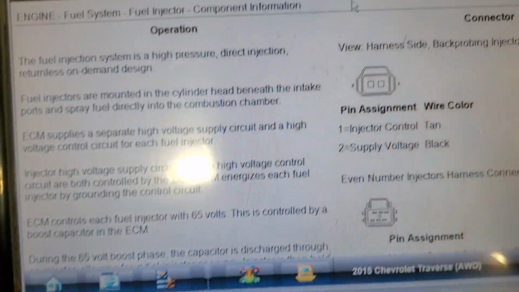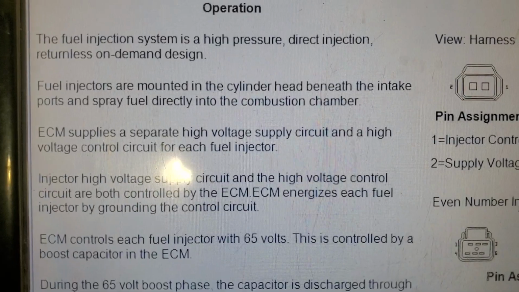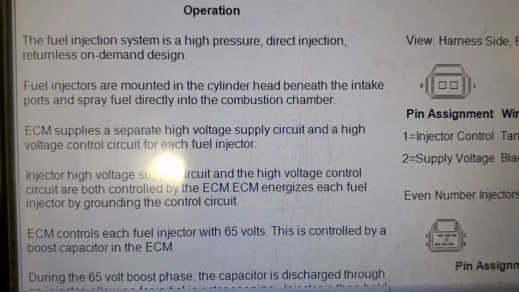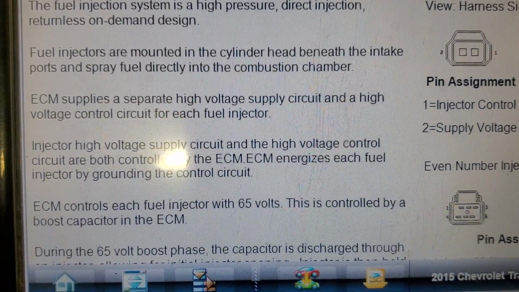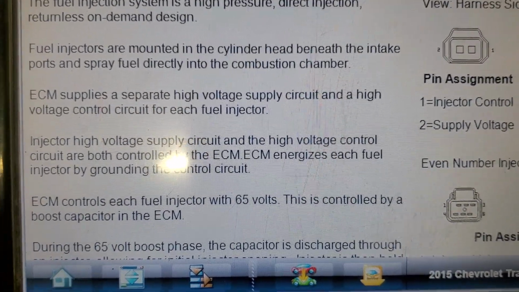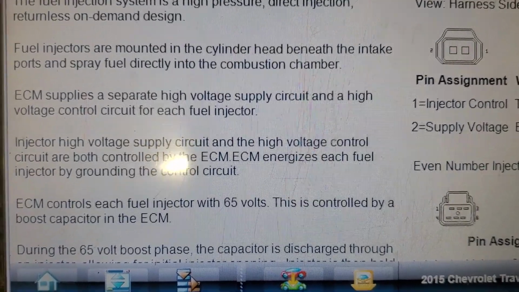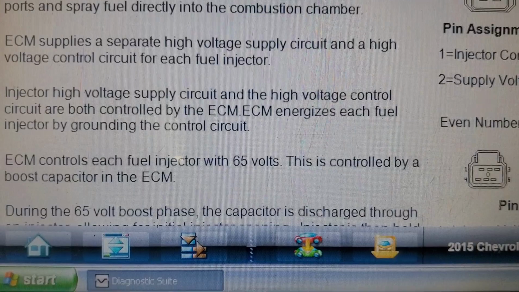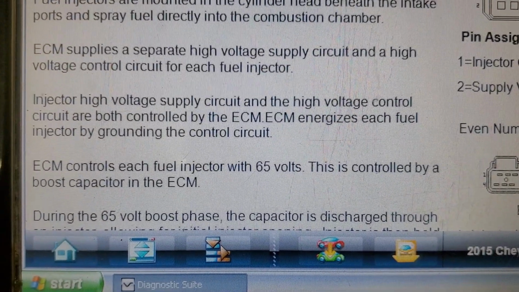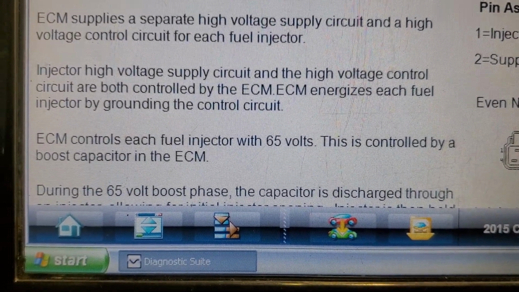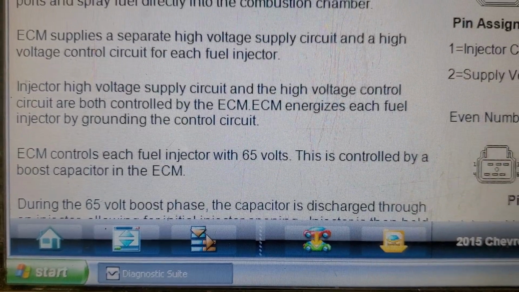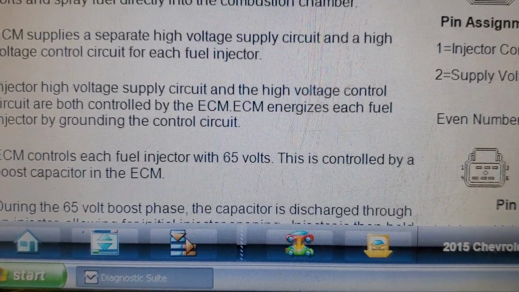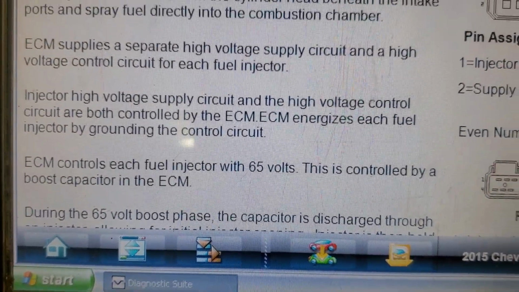And of course this is direct injection, so if you read here, the fuel injection system is a high pressure direct injection returnless on-demand system. Injectors are mounted on the cylinder head beneath the intake ports and spray fuel directly into the combustion chamber. Basically, the ECM supplies a separate high voltage supply circuit and a high voltage control circuit for each fuel injector, both controlled by the ECM. The ECM energizes each fuel injector by grounding the control circuit.